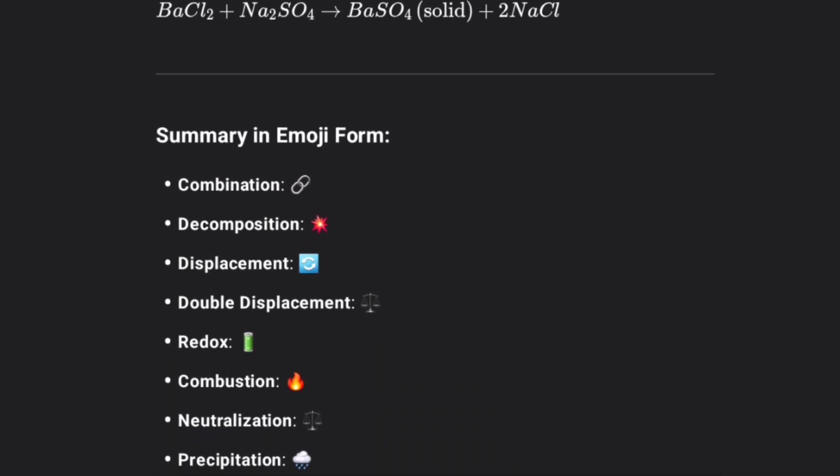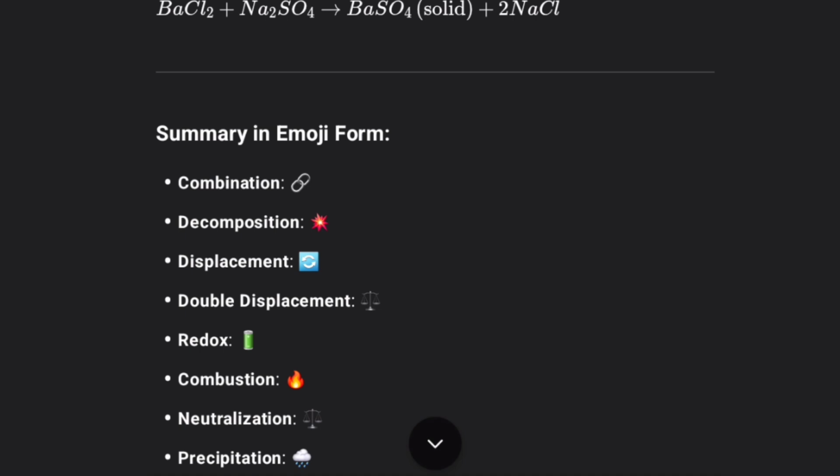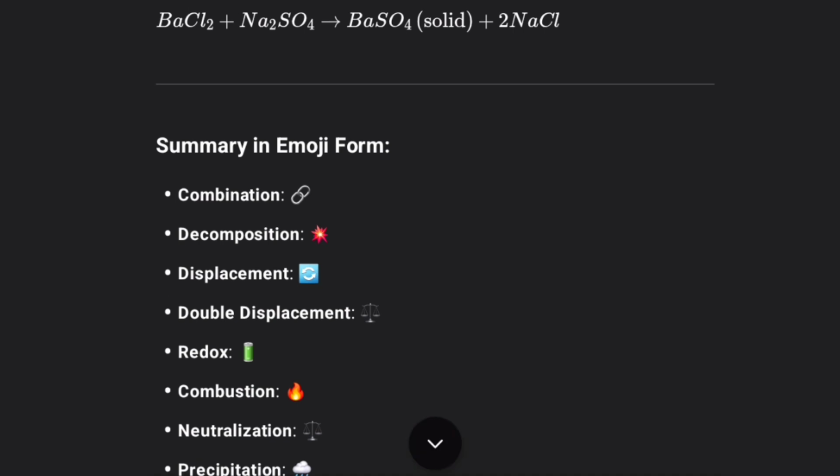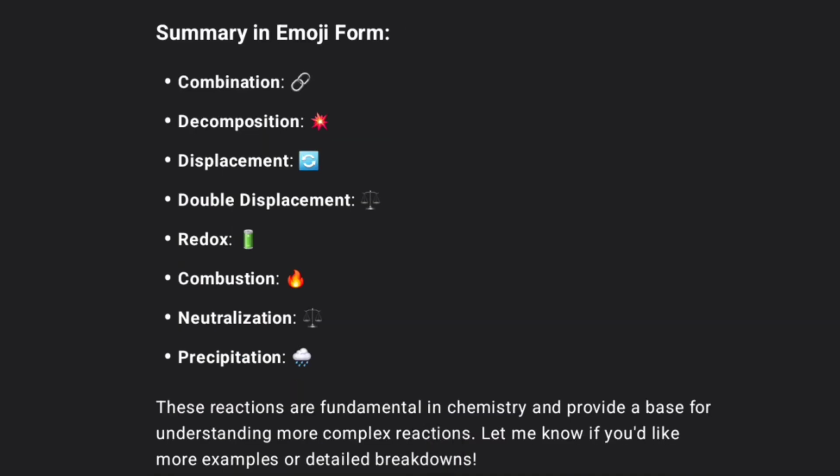Summary: combination, decomposition, displacement, double displacement, redox, combustion, neutralization, precipitation. These reaction types are fundamental in chemistry and provide a base for understanding more complex reactions.